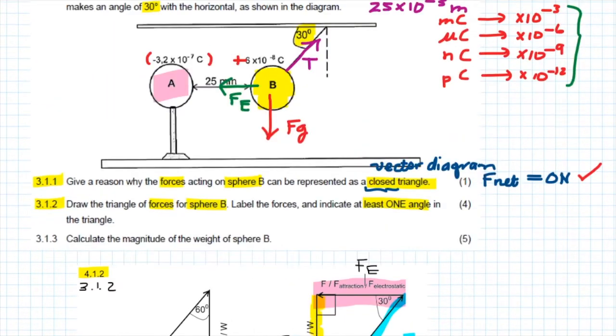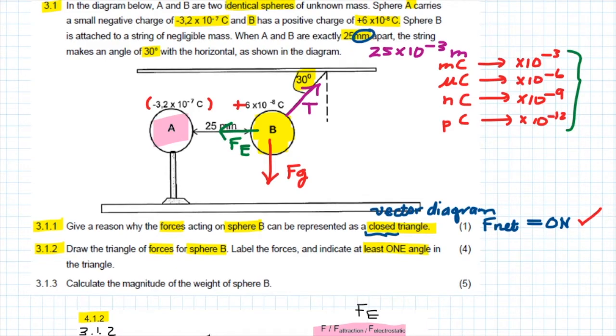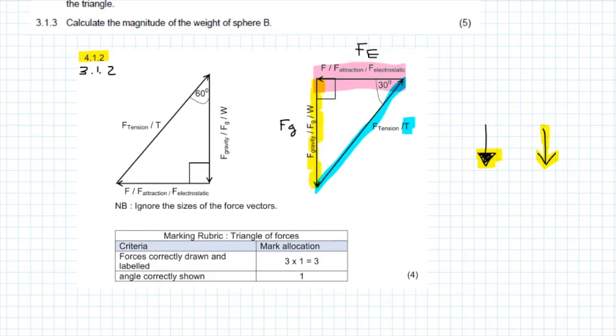Now if we go up to our sketch, you will notice that between the electrostatic force and the gravitational force, we actually have a 90-degree angle. These forces are perpendicular to each other. So we go to our diagram and we identify the electrostatic force and the gravitational force. And between those two forces, we're going to draw in a 90-degree angle.